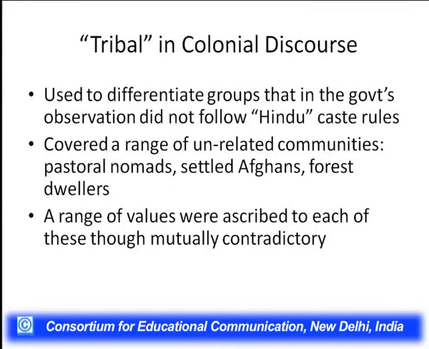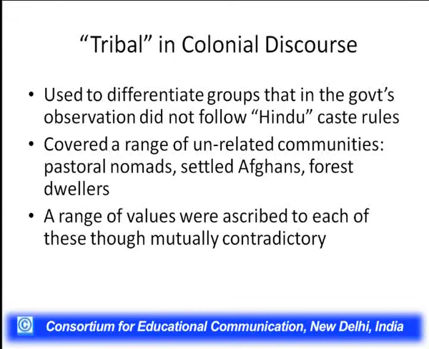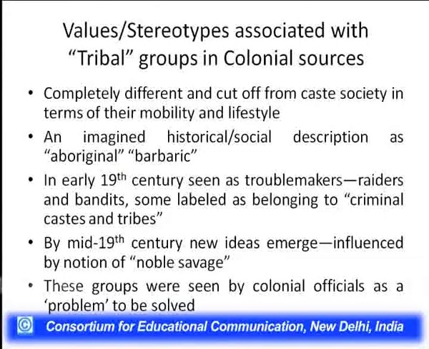Then also this definition covered a range of unrelated communities. For example, those who were not following settled life, for example, the pastoral nomads who used to move about from one place to another along with their herds, and then there were the Afghans and also the forest dwellers. So, these three categories were considered as belonging to the larger subgroup of tribals and nomads. Then a range of values were also ascribed to these groups, and most of these values largely proclaimed how they were beyond law and how it was very important to bring them within the ambit of law and order, so as to create a more conducive environment for colonial rule.